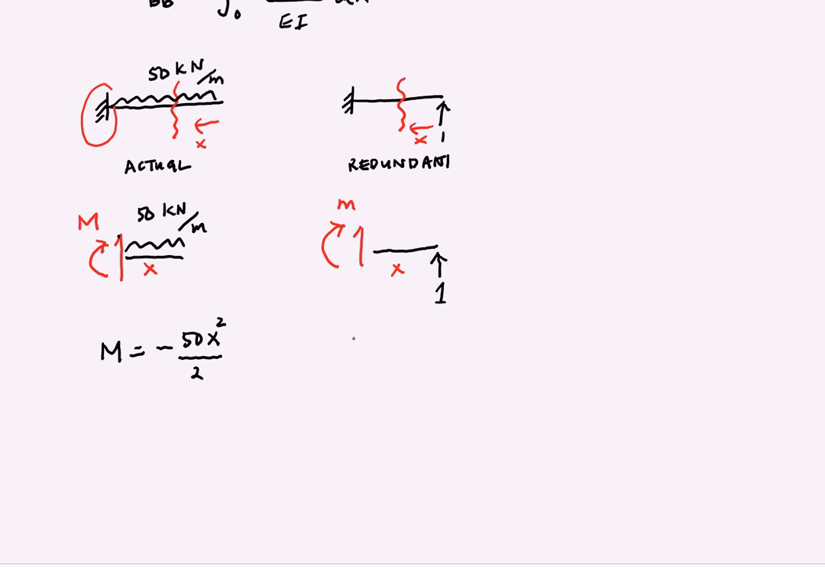And for our small m, which is the internal moment due to the virtual load on the redundant system, it is going to be 1, the load, times the distance x. Okay, now let's proceed with finding the displacement.